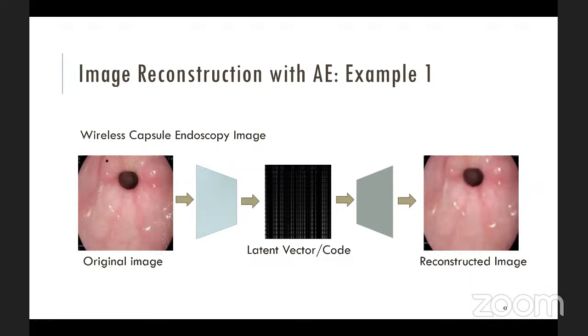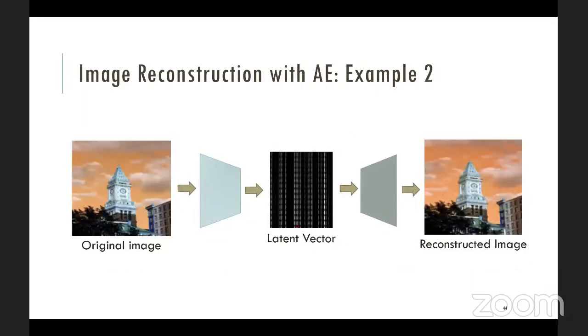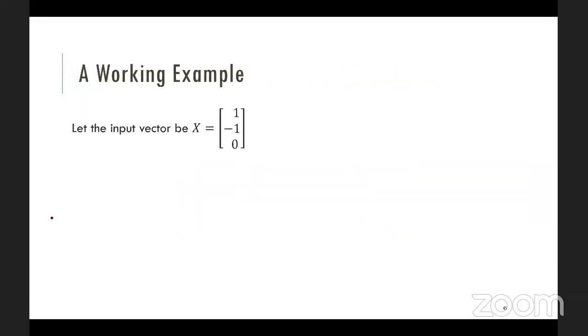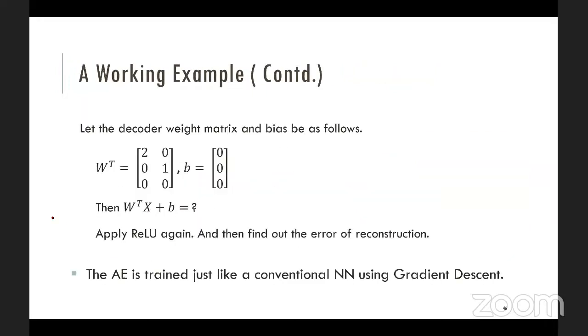This is an example of the use of this encoder-decoder architecture for image reconstruction. You can store this latent space, and later, when you want, you can reconstruct your picture from it. You can see it is not exactly the same; some loss is there. Similarly, this is another example, the original image and the reconstructed image. I will skip this example.